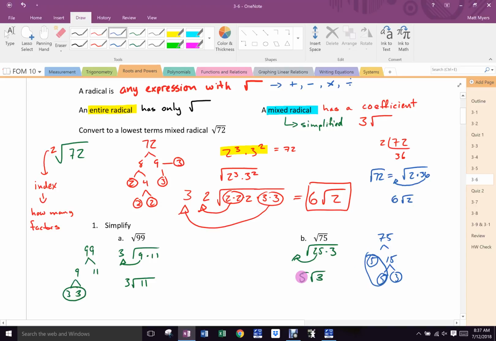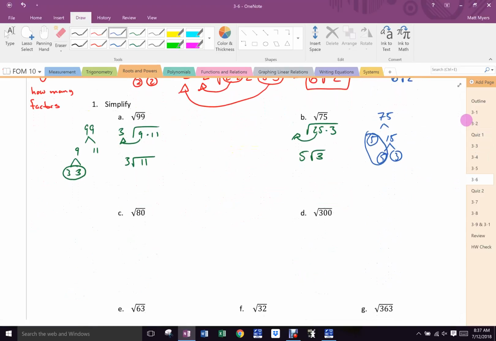Is everybody comfortable with one of these 2 methods? Everyone, including my grade 9s? Okay. What's 80?